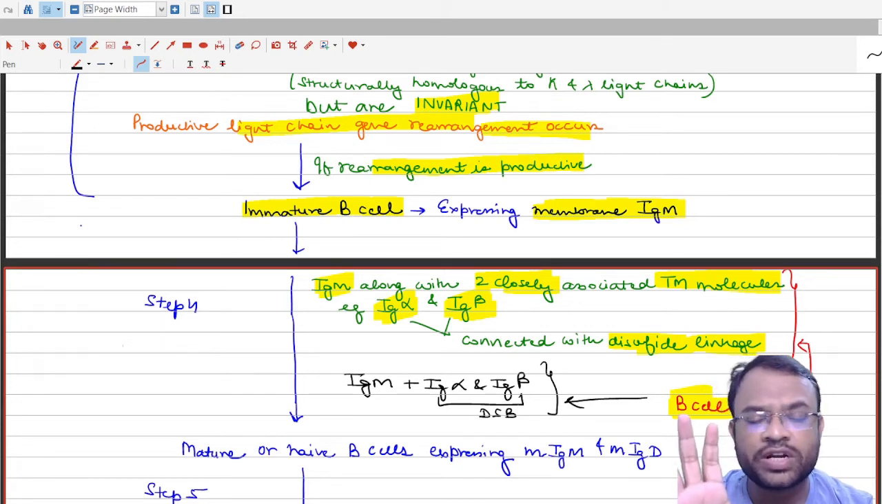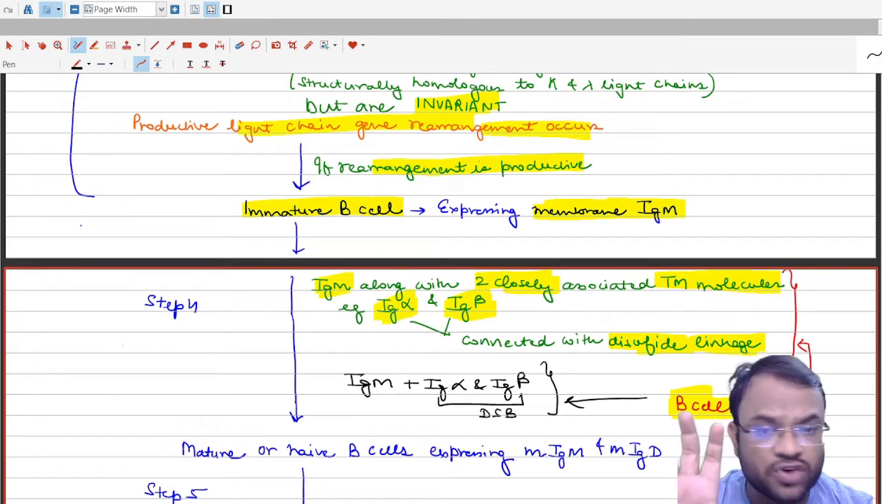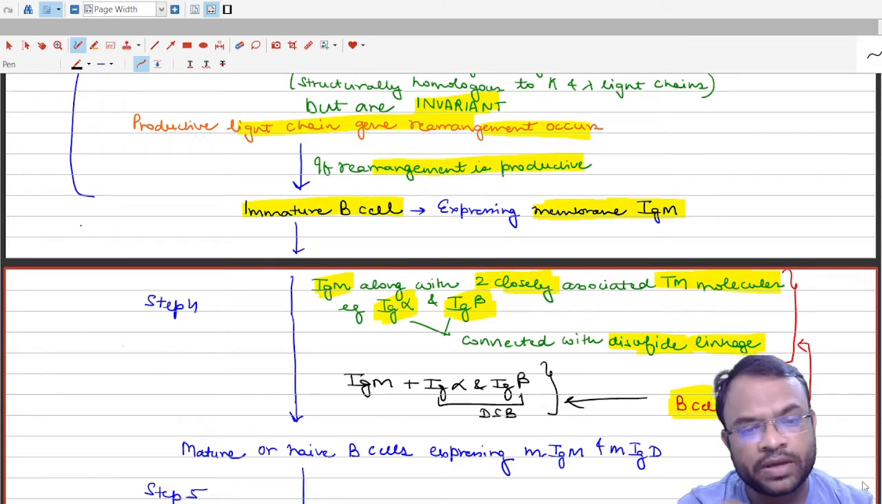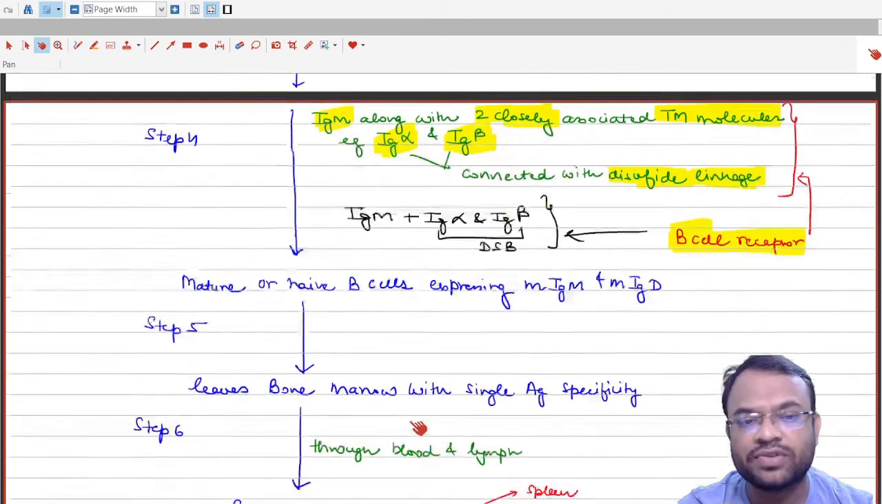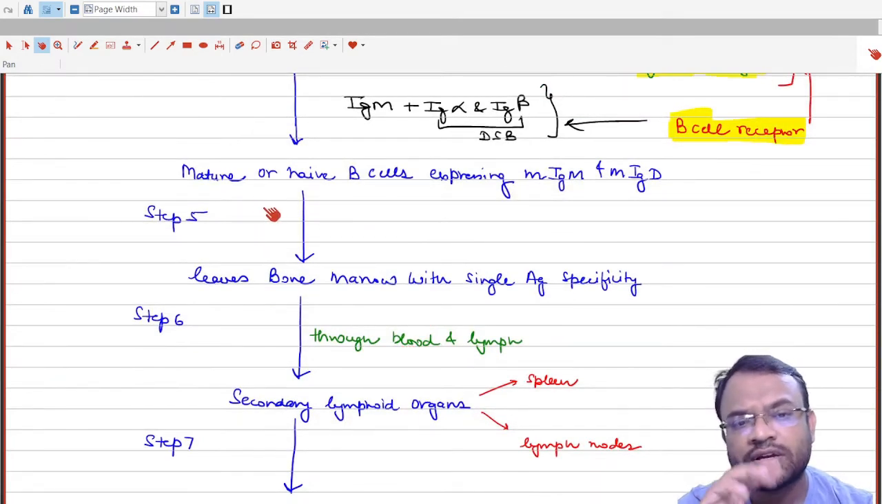Okay, so what did we see in step number 4? We saw the process in which the B cell receptor is formed, and we also saw what it comprises of. Let us move forward and talk about that.